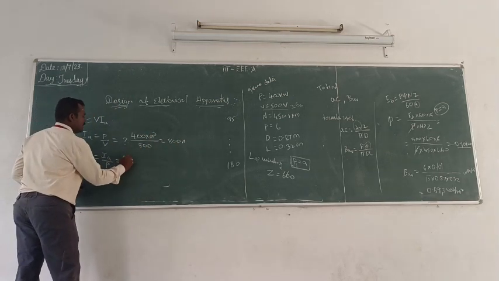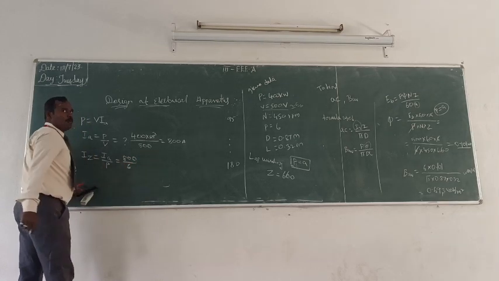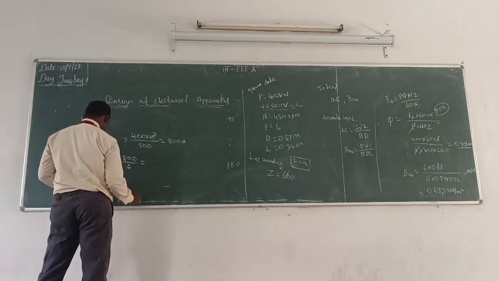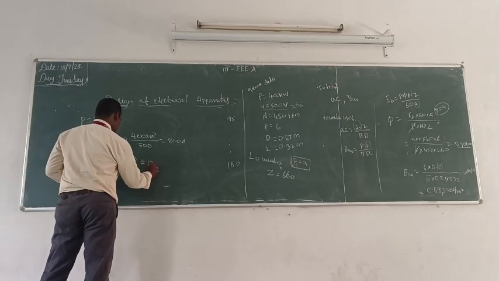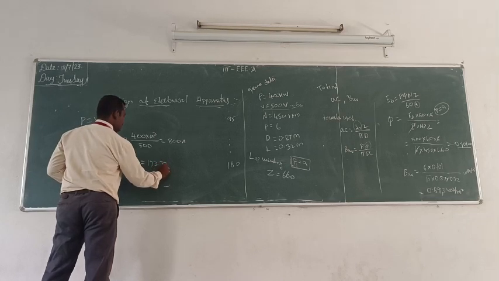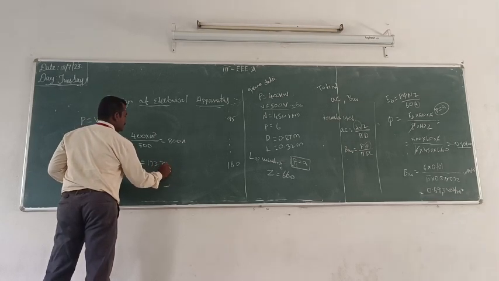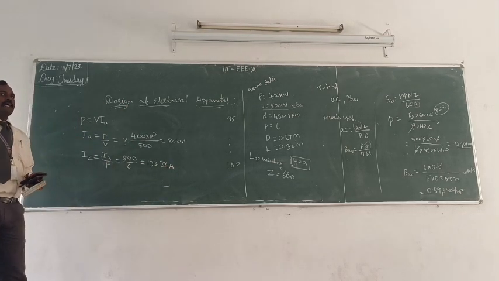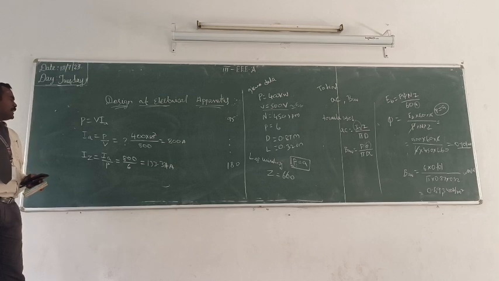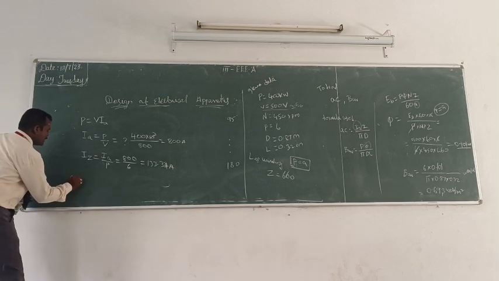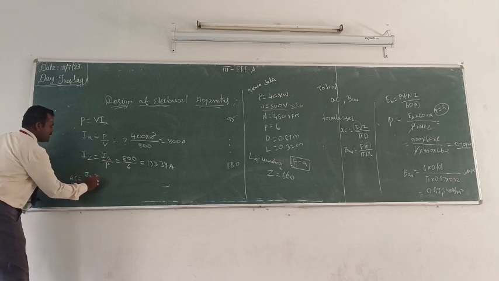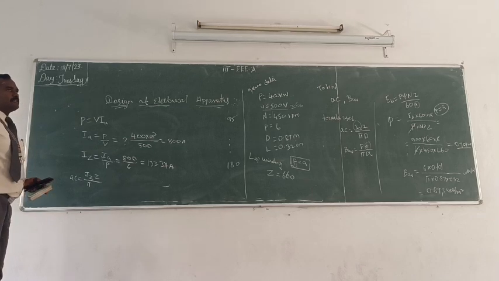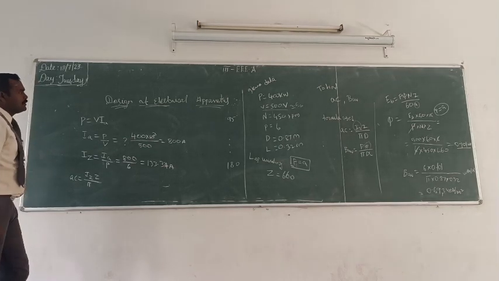So here 800 divided by number of poles, how much? Number of poles is 6. So what is the value of IZ? 133.33 recurring, so you can take 134 ampere, that is the IZ. Now you have obtained the IZ value, right? Then you can substitute in AC, it should be equal to IZ into Z divided by pi D.